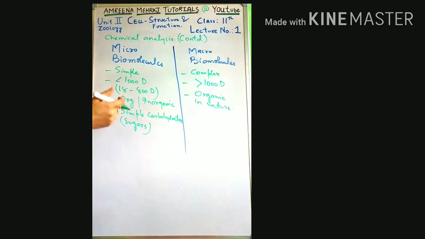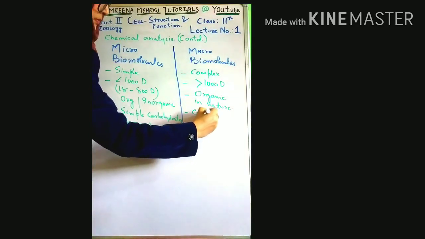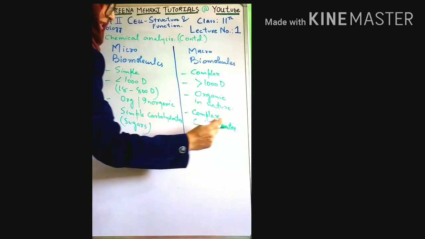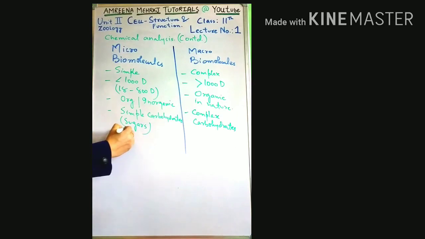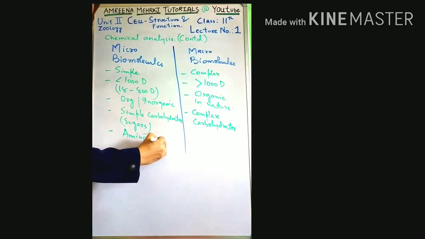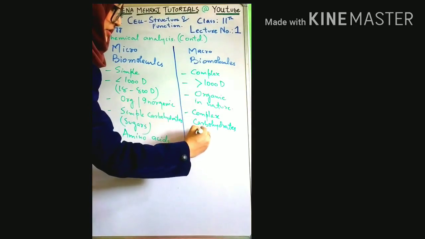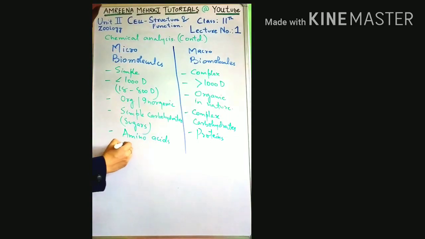Whereas, if these simple carbohydrates or simple sugars are bound to each other and form long chains, then you call them what? Complex carbohydrates. These are not micro, they are macrobiomolecules. Very simple. Similarly, you might know that in your cell what are present are amino acids. Amino acids are microbiomolecules. Whereas, if you join different amino acids, they form long chains, long polymers, which are called proteins. They fall under macrobiomolecules. Similarly, you might know about these.